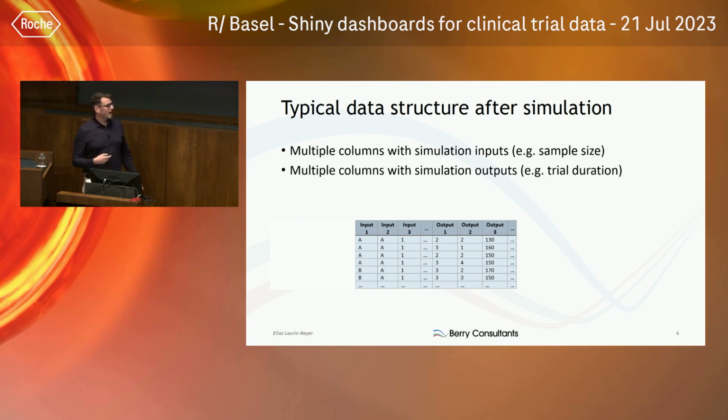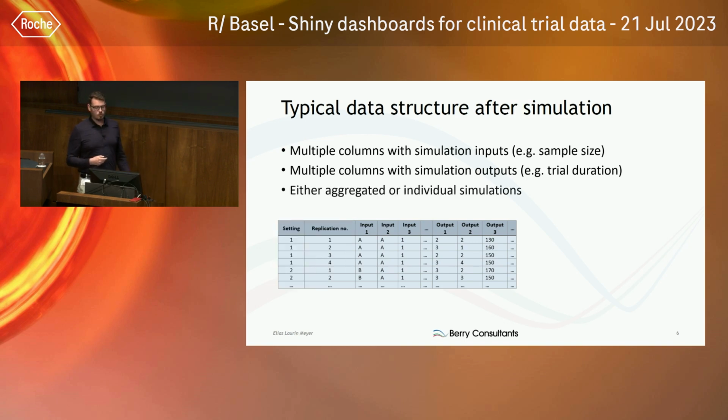And either we already have this in an aggregated manner across, let's say, 1,000 or 10,000 replications of this trial, or we still have the individual replications there as well. So both happen in practice, and the Shiny app that we designed should be able to deal with both of these types of data sets.